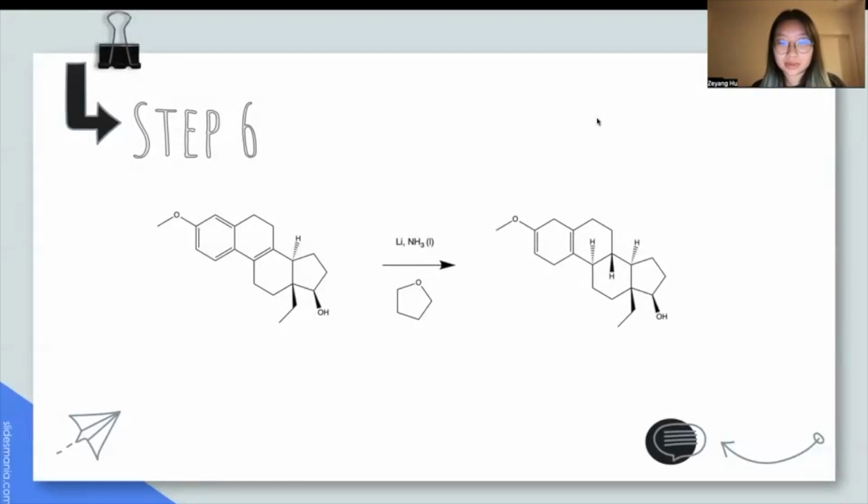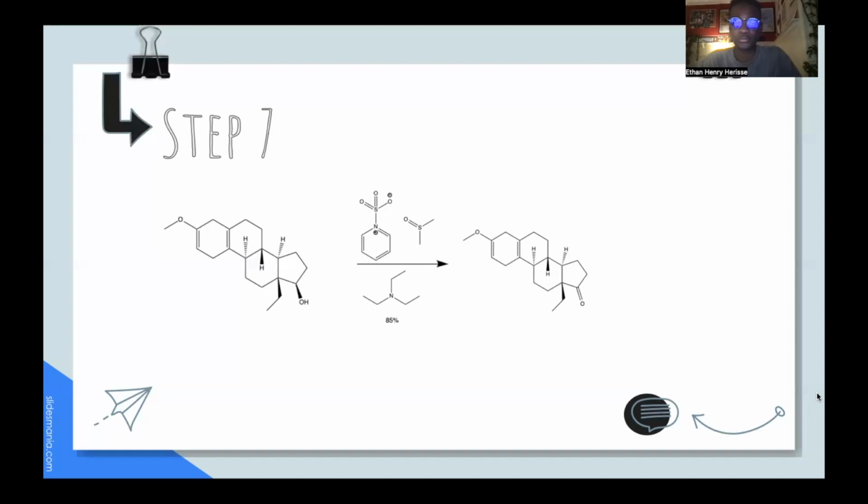In the sixth step, lithium and liquid ammonia was used to reduce the benzene ring into 1,4-hexadiene, and the double bond in the middle was also reduced. In step 7 of the reaction, we begin to focus on smaller pieces of the molecule to eventually reach levonorgestrel. Here, the OH group gets changed into a ketone after being reacted with sulfur trioxide complex in dimethyl sulfoxide, followed by triethylamine. The yield for this reaction is documented to be 85%.